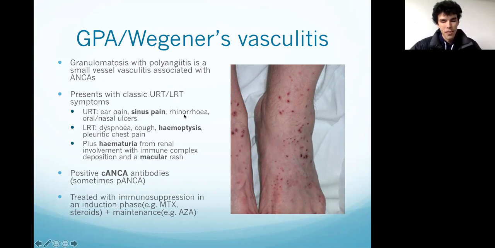And you can get a million symptoms with it. So the ones that you want to take out of it are sinusitis plus hemoptysis plus hematuria plus this, which probably should be more of a petechial type rash here. And this is an ANCA-associated vasculitis, and you immunosuppress them. So this can sound a little bit like Goodpasture syndrome or anti-GBM disease. They'll have the hematuria and they'll have the hemoptysis, but they won't have sinus pain or a macular rash.